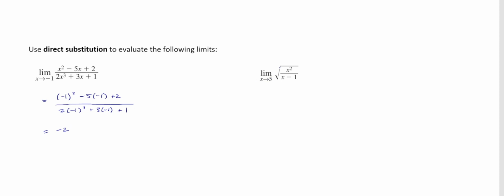Over here, again, I can use direct substitution. I don't have to worry about indeterminate form because I'm not going to have 0 over 0. And so I can just say that this is the square root of 5 squared over 5 minus 1. All right, so that gets me 25 over 4, all square rooted. And that means now I can apply the square root to the numerator and the square root to the denominator, and I get 5 over 2.